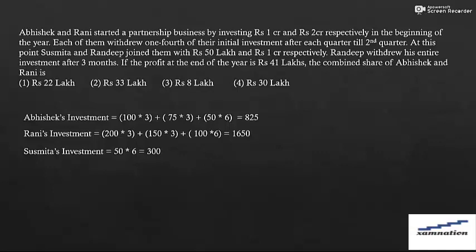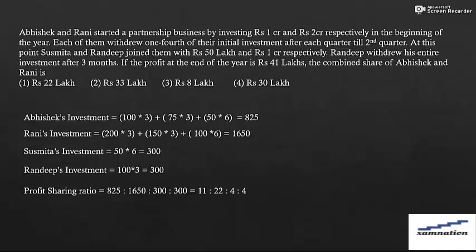Now next, Randeep joins with 1 crore, but he withdrew his entire investment after 3 months. So technically he's invested his amount only for 3 months. So his investment would be 100 into 3, that is 300. Using these 4 figures, we calculate their profit sharing ratio, which comes down to 11 is to 22 is to 4 is to 4. So the combined share of Abhishek and Rani would be 11 plus 22, that is 33 upon 41 into 41 lakhs, which comes down to rupees 33 lakhs.